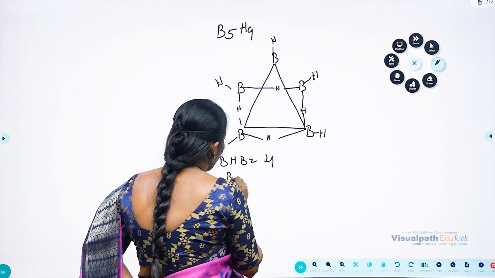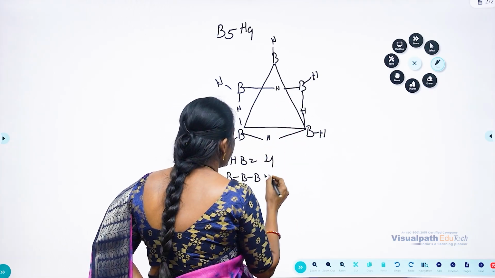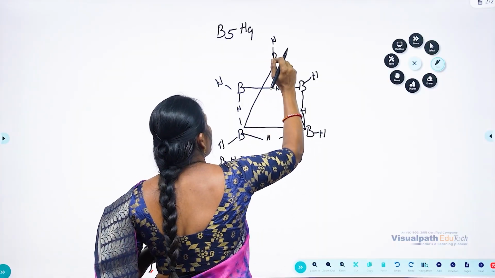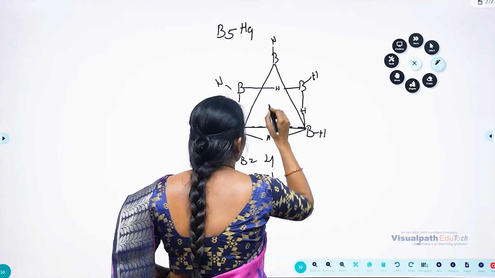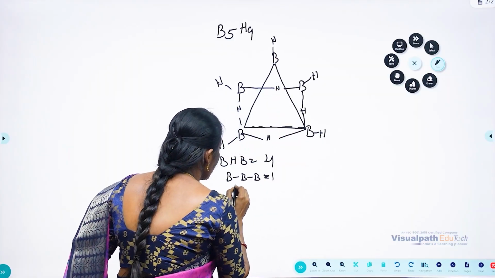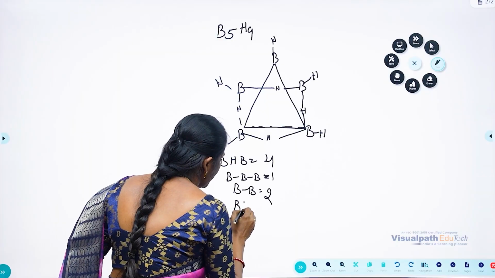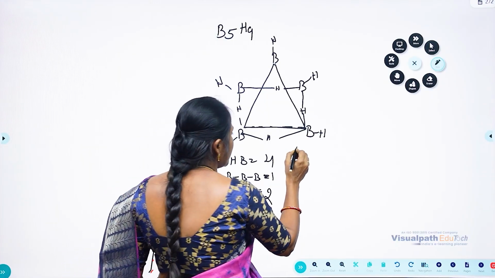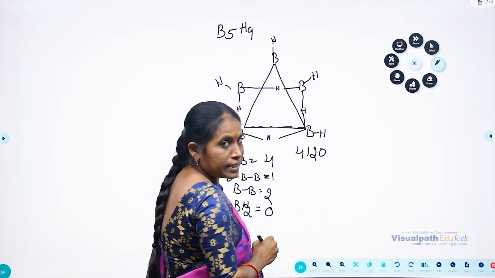And next BBB bonds. How many are there here? 1 BB bond is there, and here it is 1 BB bond, and here 1 BB bond. The other one is a weak bond, so it is not considered. So total how many BB bonds are there here? 2. And BH2 groups are 0. So what is its syntax number? 4120 is the syntax number.